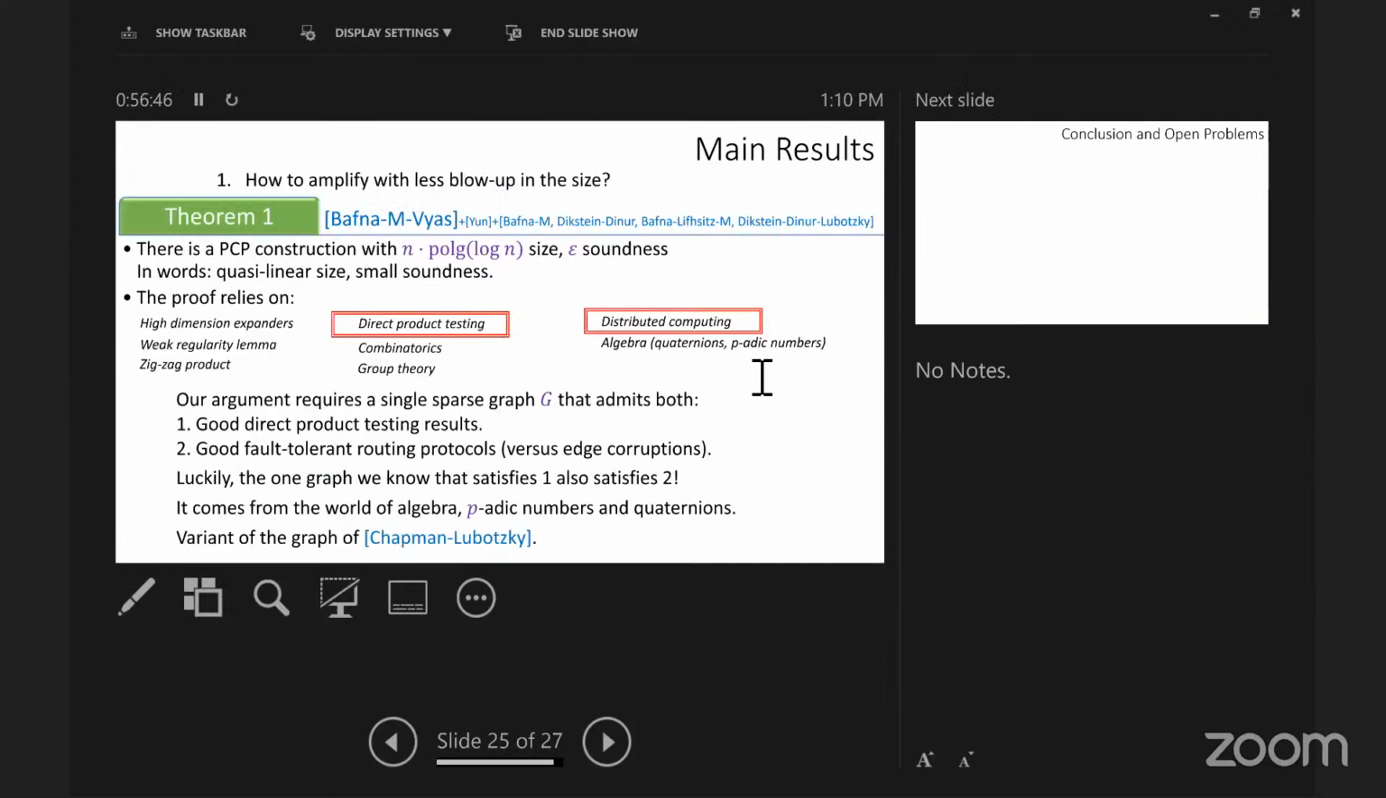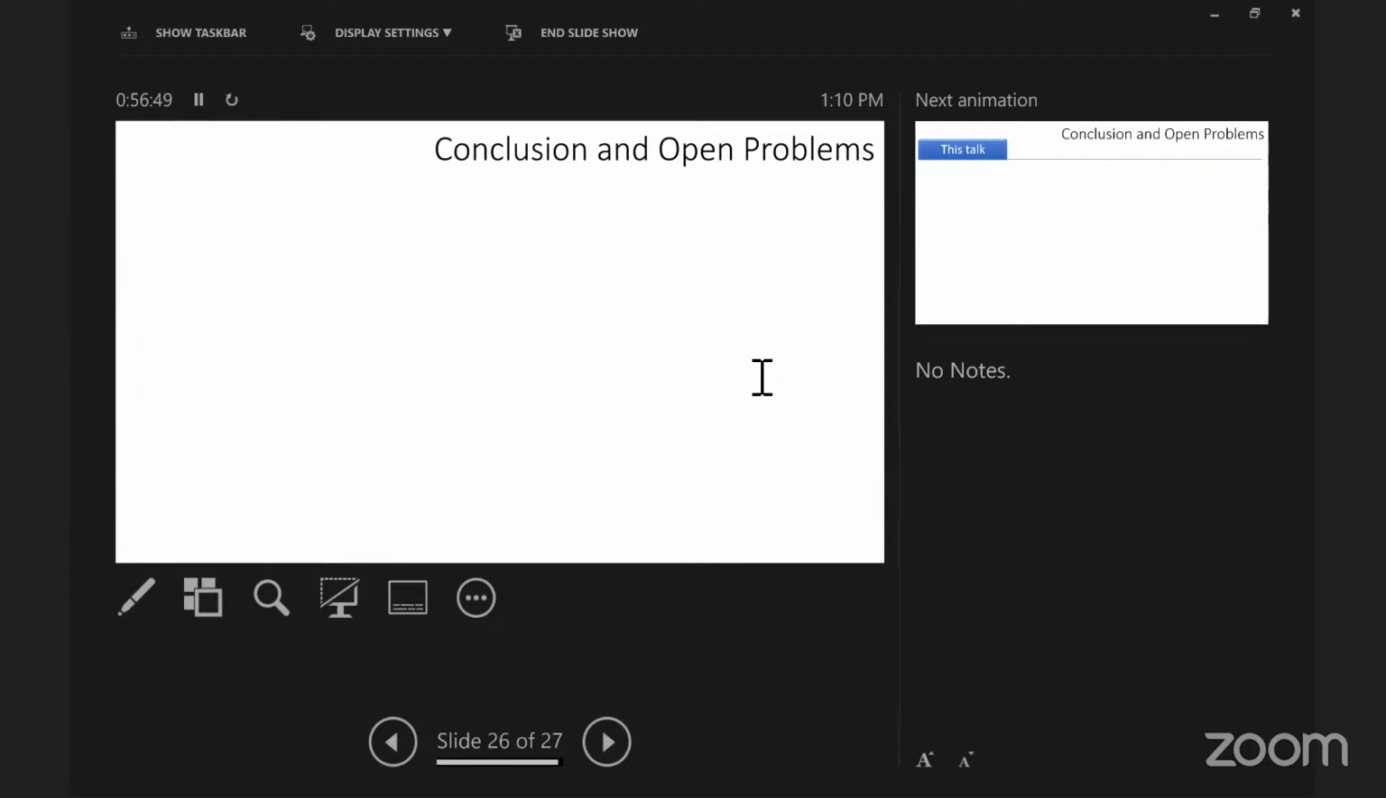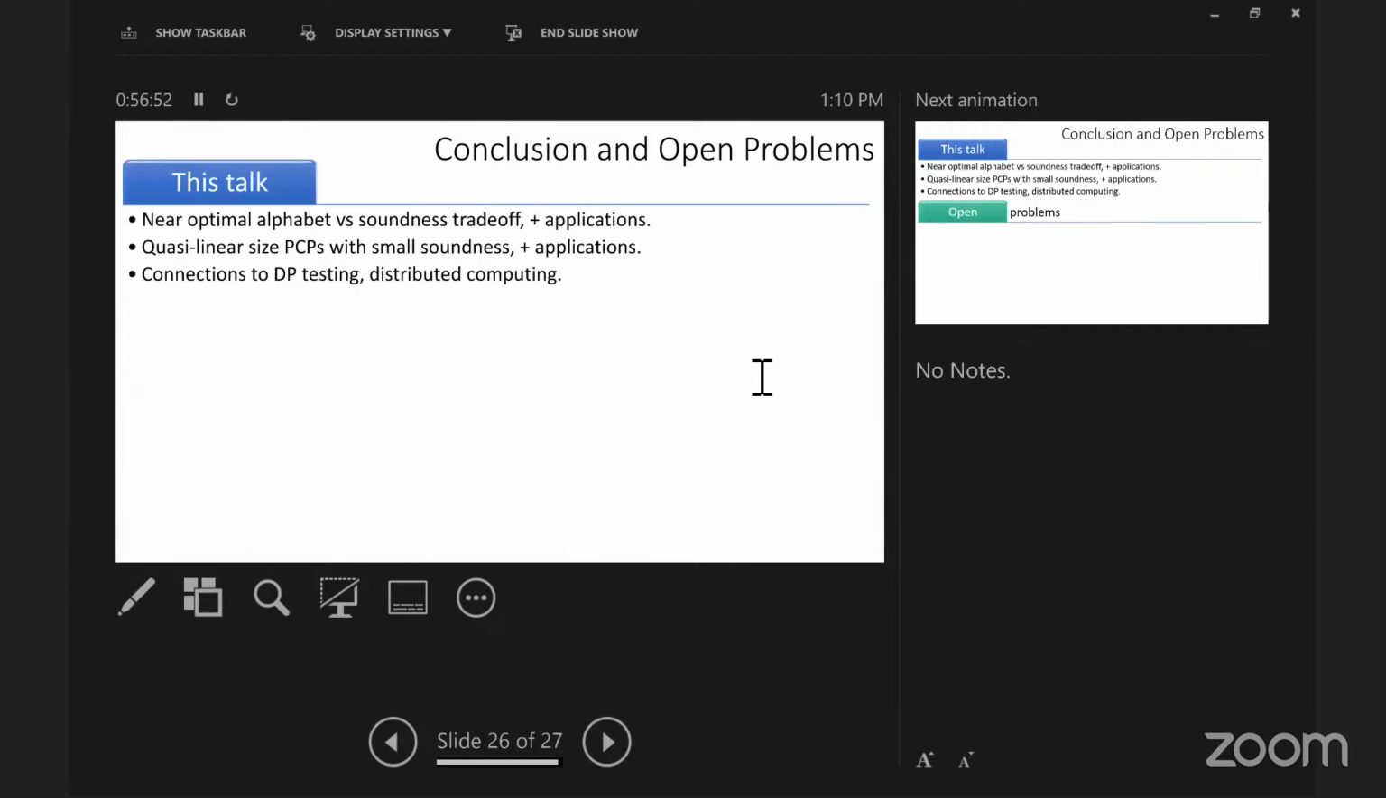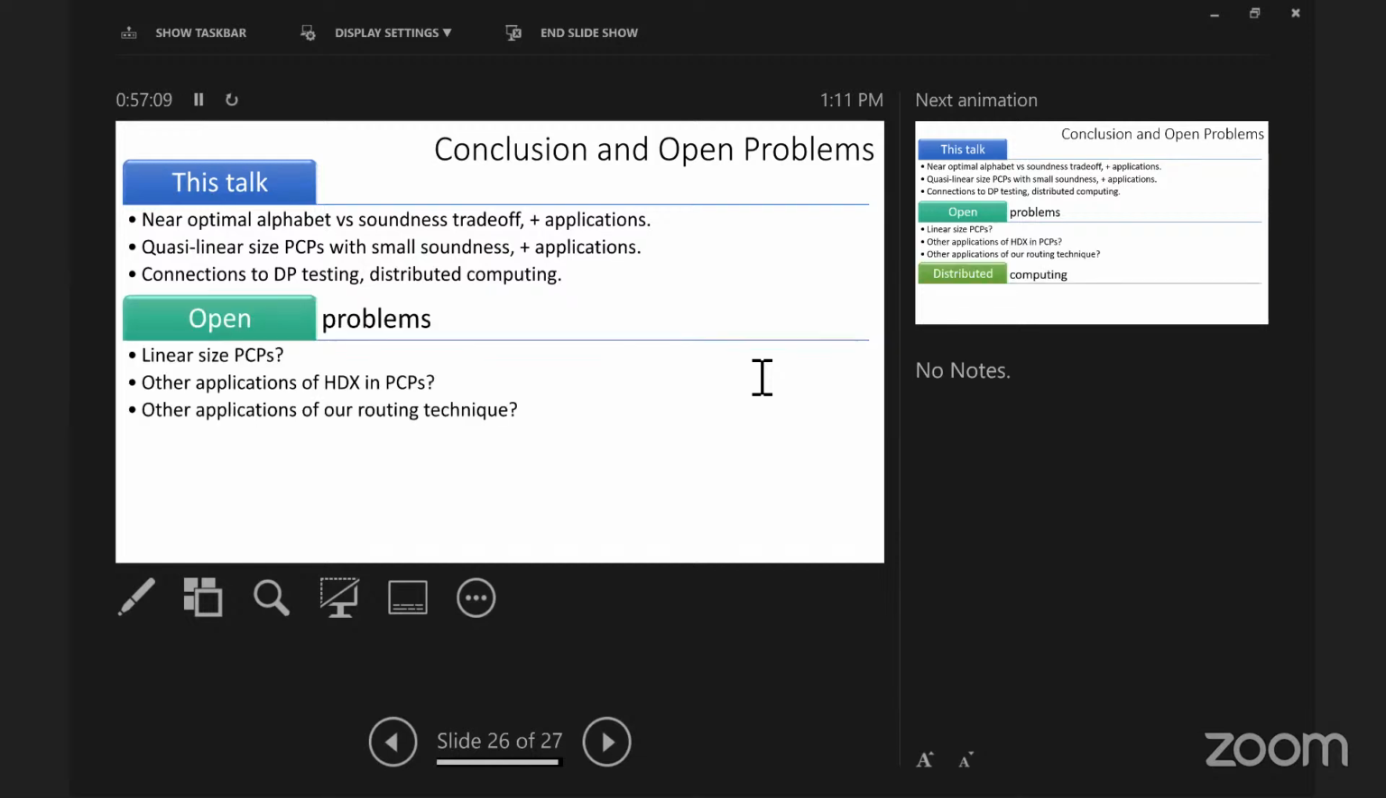Okay. So let me conclude with some remarks and open problems. I told you about two results. One of them is the alphabet soundness trade-off for PCPs. Another one is small PCPs with small soundness. And I tried to tell you some connections to other things, such as direct product testing and distributed computing. As open problems, can we get linear size PCPs? Actually, it's not even clear what I mean here. There are some issues. There are some logs which you cannot afford to lose, but that's a separate issue.